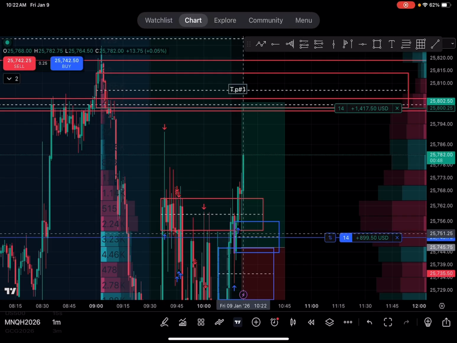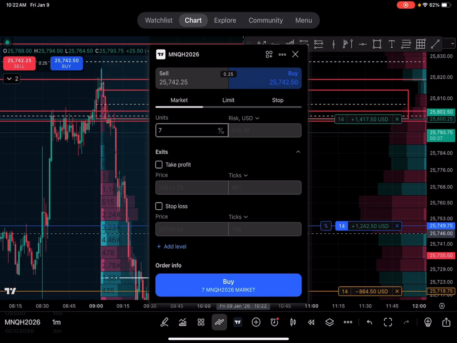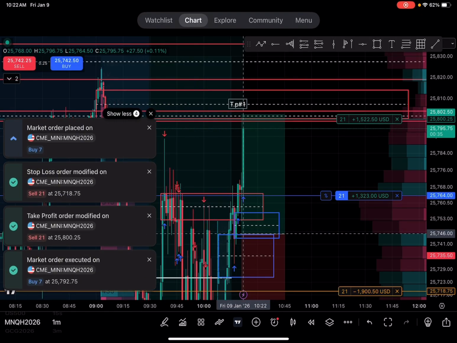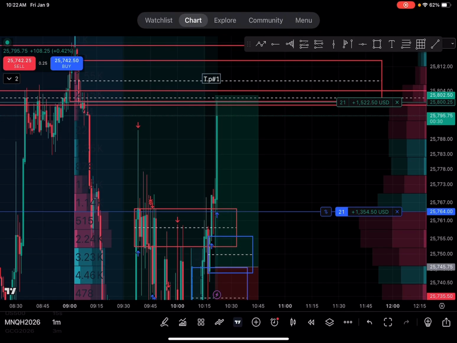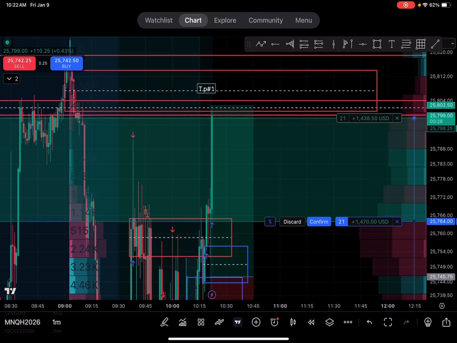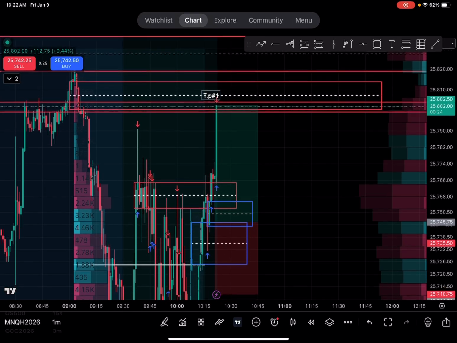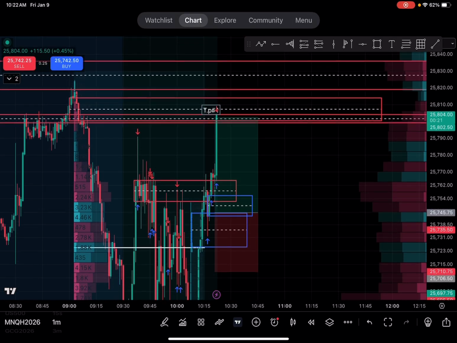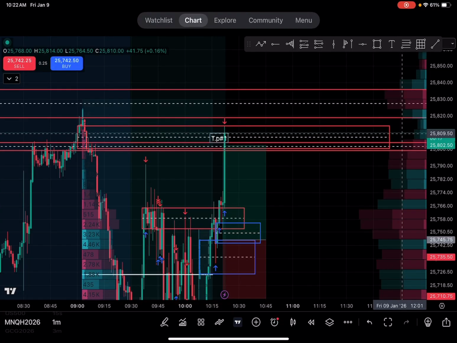Another continuation pattern. That looks to be a scale. Is that the second candle? 21, 22 it is. That was actually a scale. There we go. Nice.